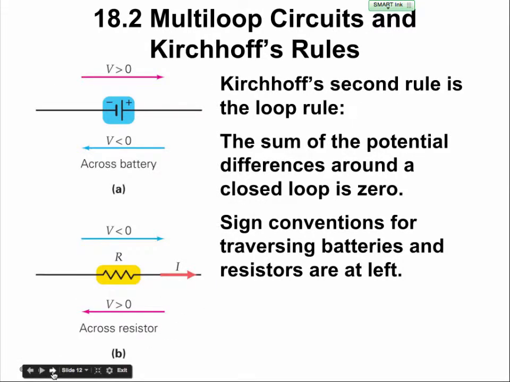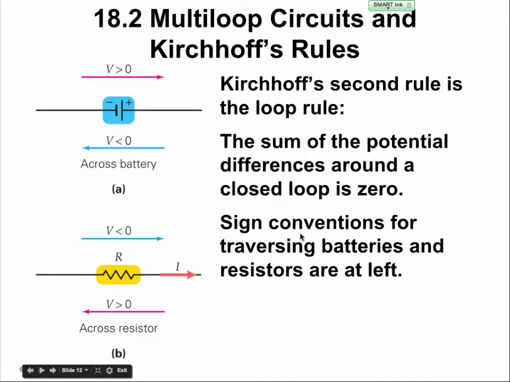So Kirchhoff's second rule is the loop rule. When we have a loop, if the voltage is greater than 0, we go this way. If the voltage is less than 0, then we go this way, based on this being the positive terminal and this being the negative terminal. The sum of the potential differences around a closed loop is 0 always.